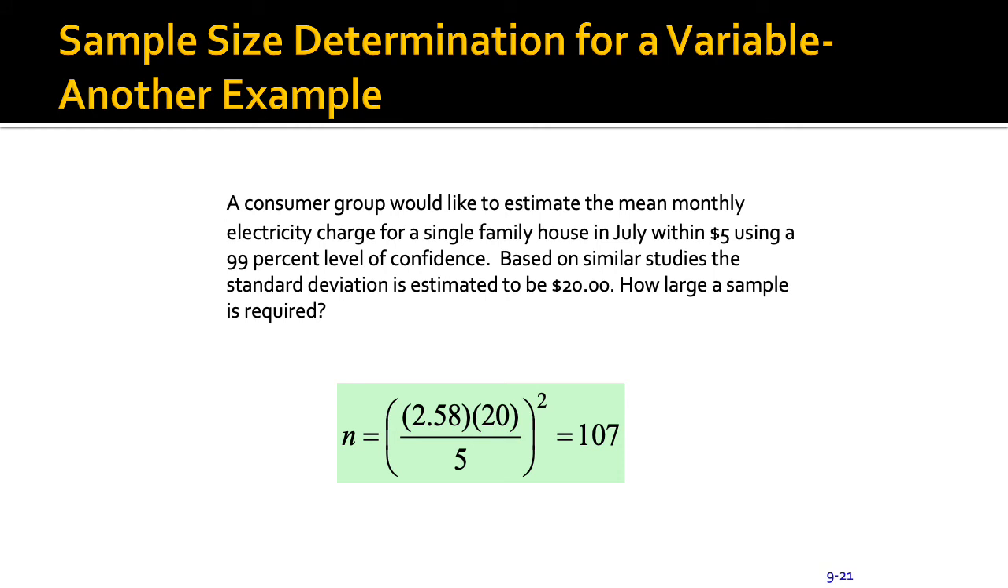Here's one more example. In this case, we have a story about a consumer group and they want to estimate the mean monthly electricity charge. They want the error to be within $5 and use a 99% level of confidence. Based on similar studies, they found that the standard deviation is $20. How large a sample is required? So once again, we plug everything in and find that the sample should be approximately 107.